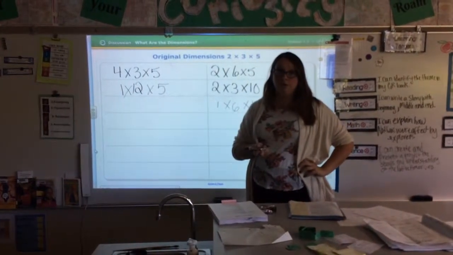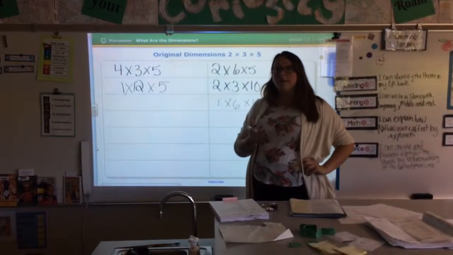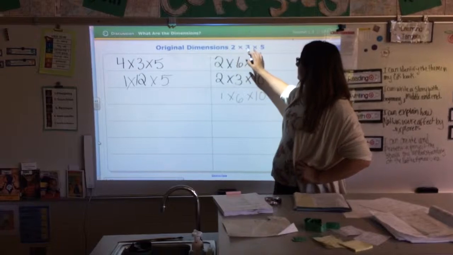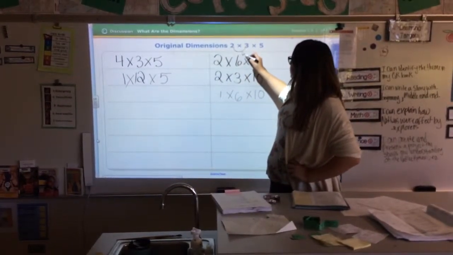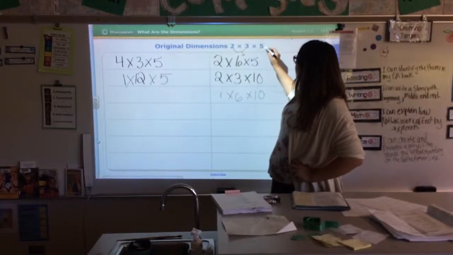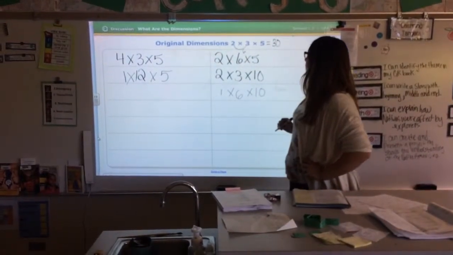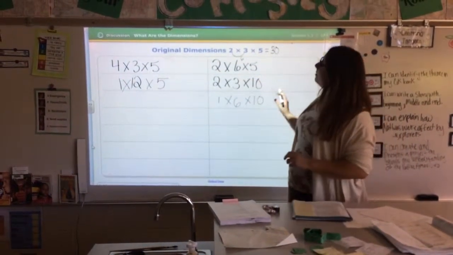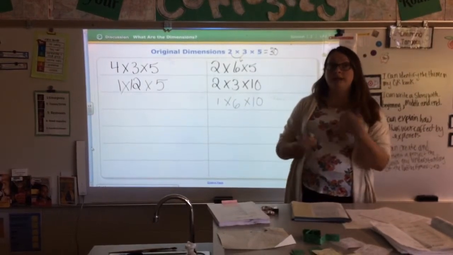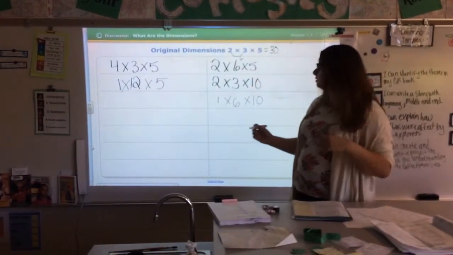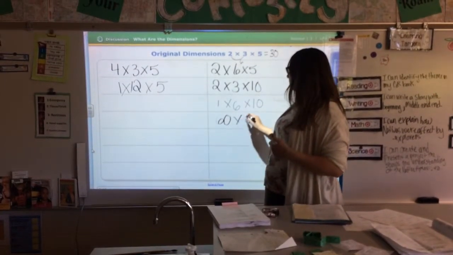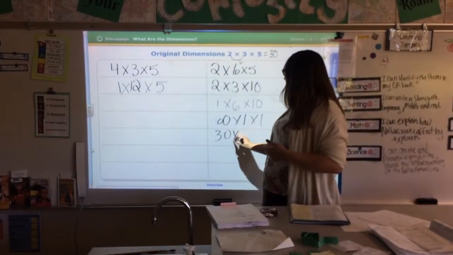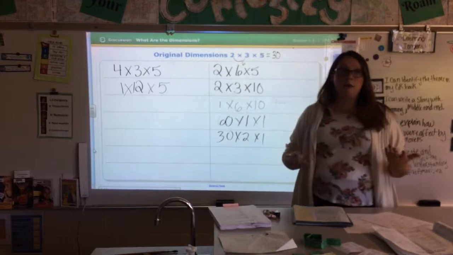Another strategy that you can use for doubling or halving is starting by finding the total volume. So in order to find the total volume, I would multiply 2 times 3, which would be 6, and then 6 times 5 would give me 30 as a total volume. So double that amount would be 60. So any 3 numbers that I can think of to multiply together to get 60 would give me double the amount. So I could do 60 times 1 times 1. I could do 30 times 2 times 1, and so on and so forth.